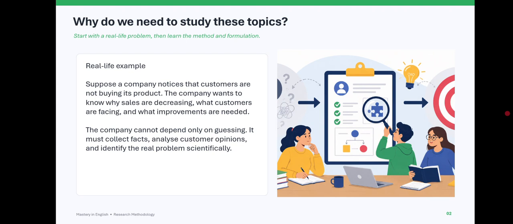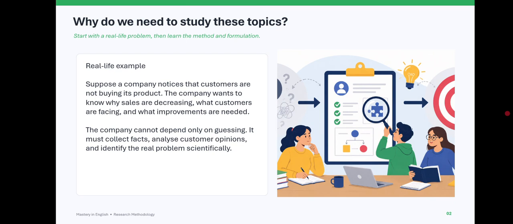Suppose a company notices that customers are not buying its product. So now the company wants the answer of some questions like why our sales are decreasing? What is the reason behind that? What problems are customer facing? Maybe they didn't get the good quality of foods, price may be high so they are unable to buy the product, and they are not aware about the product.